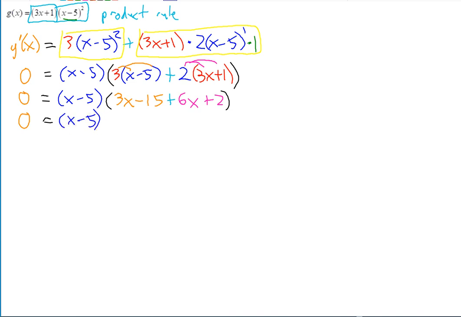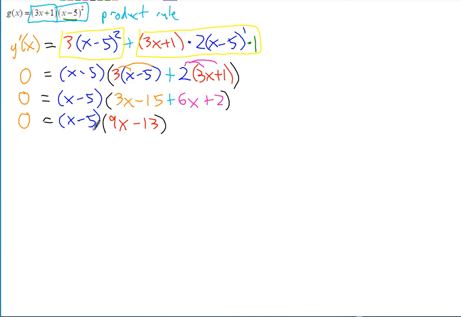And then we've got some like terms we can combine. That's 3x and 6x combined to give you 9x. Negative 15 plus 2 is negative 13. Occasionally there might be another GCF you could factor out at this point, but in this case with 9 and 13 there isn't. So now we've got it in factored form.